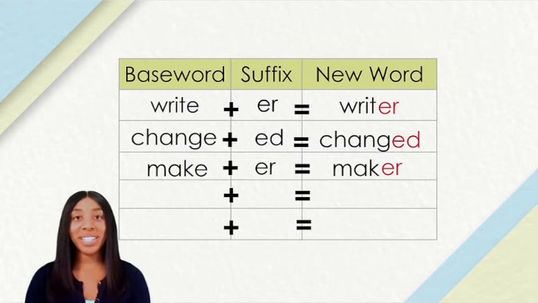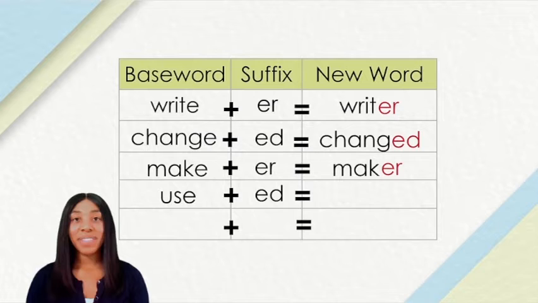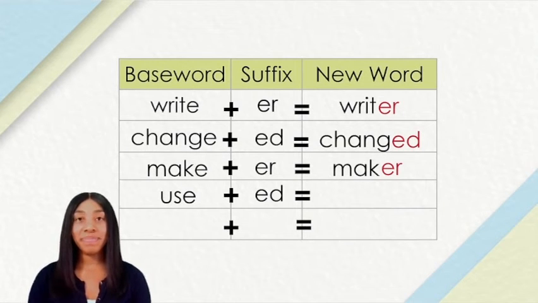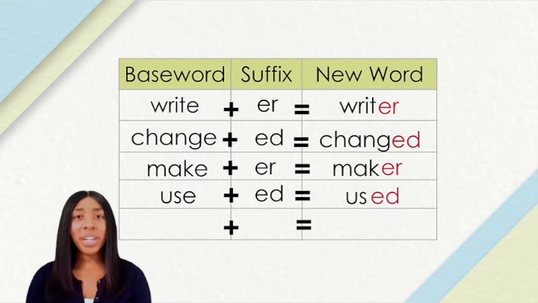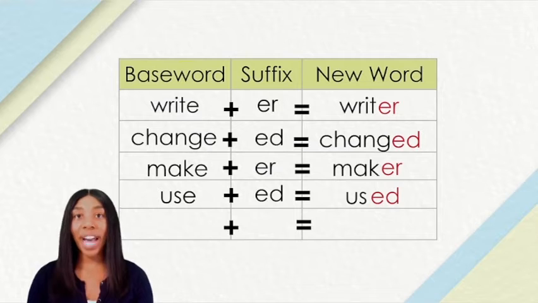We have 2 more words left to go. Our next base word is use. We are going to add the suffix ed. If we put these parts together, what new word will we make? Used. What did we notice about the base word? The E was dropped again because our suffix starts with a vowel. Go ahead and write down the word used.